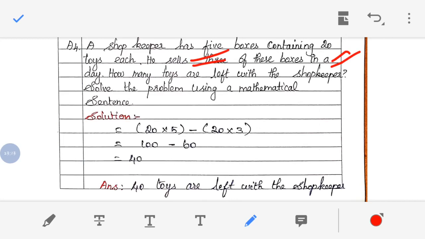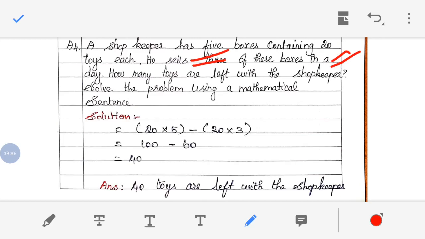Then he sells 3 of these boxes in a day. So in 3 boxes, one box has 20 toys, so in 3 boxes it is 20 into 3. Now how many toys are left with him? We know the total toys, right? That is 5 boxes, 20 toys in one box. So 20 into 5 minus, he just sold 3 boxes, right? So you have to subtract that from the total. So 20 into 3. Then we will get the remaining value.